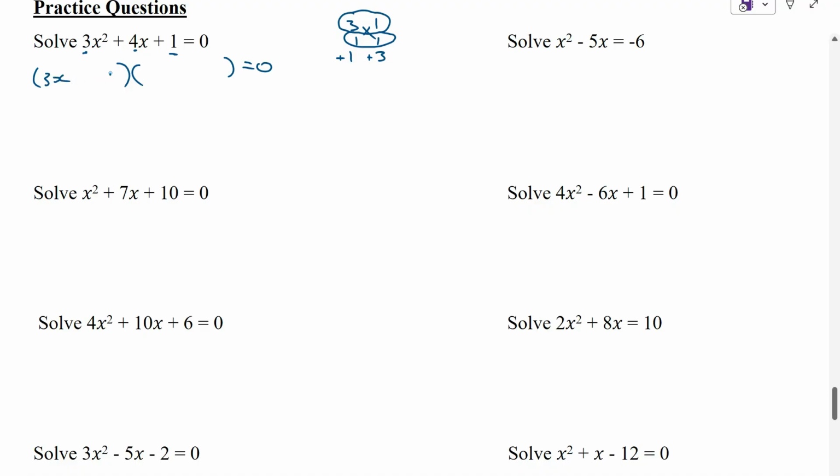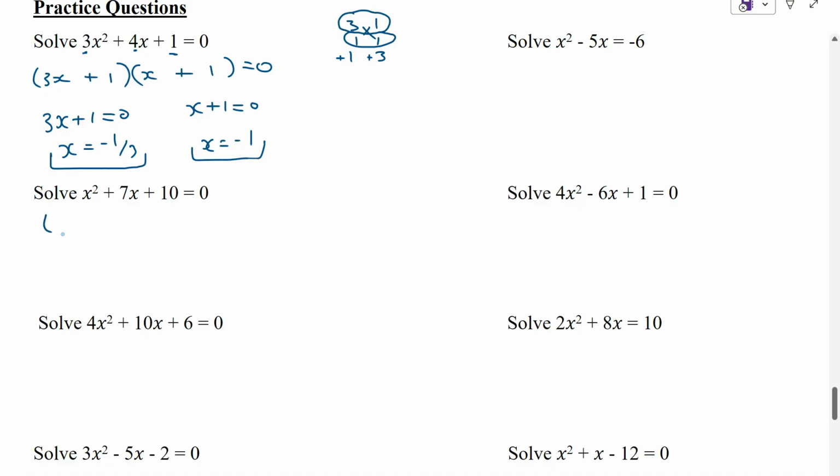So 3x and 1, x and 1, and we're going to add both of them. Okay, and we need to solve for x. So 3x plus 1 equals 0, x plus 1 equals 0. So x will equal minus 1 over 3, and it will equal minus 1.